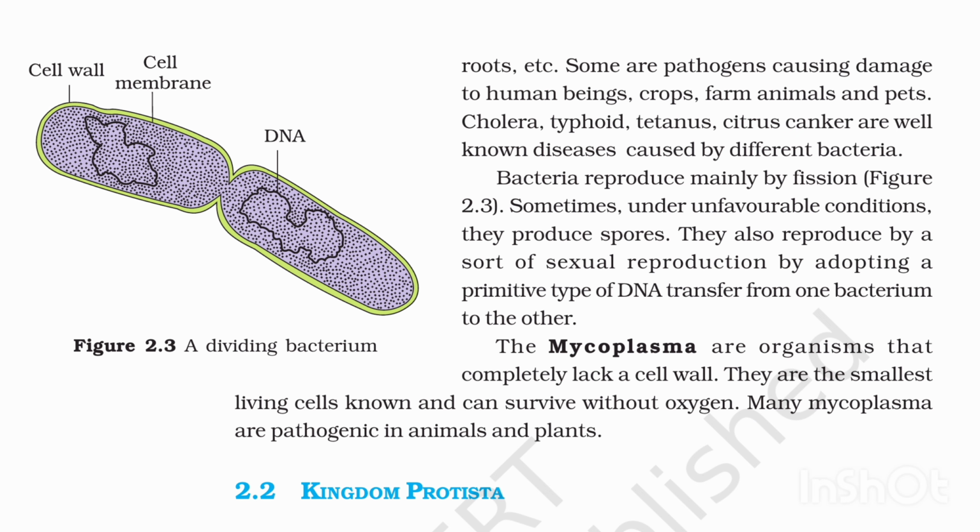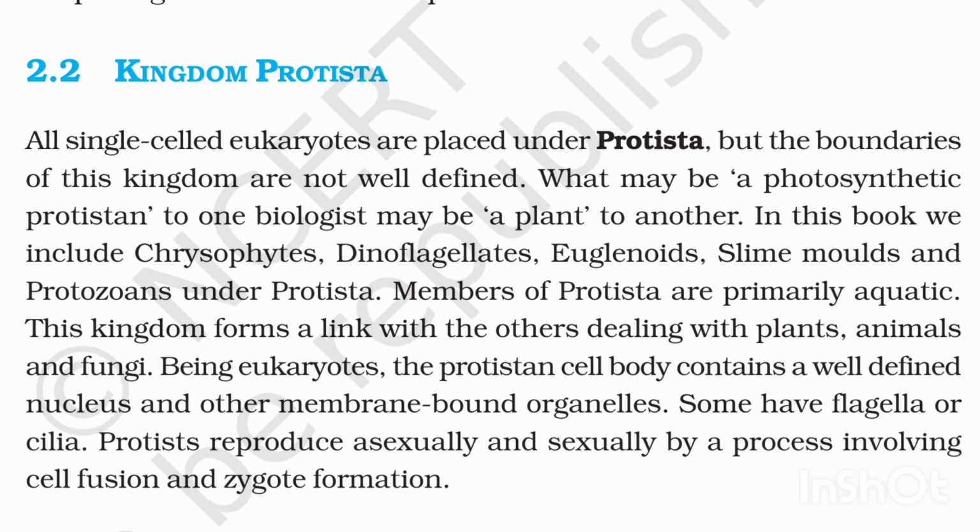They also reproduce by a sort of sexual reproduction by adopting a primitive type of DNA transfer from one bacterium to the other. The mycoplasma are organisms that completely lack a cell wall. They are the smallest living cells known and can survive without oxygen. Many mycoplasma are pathogenic in animals and plants.